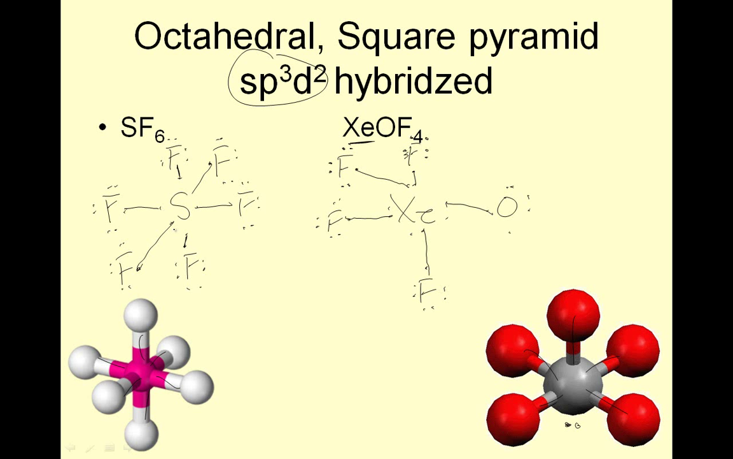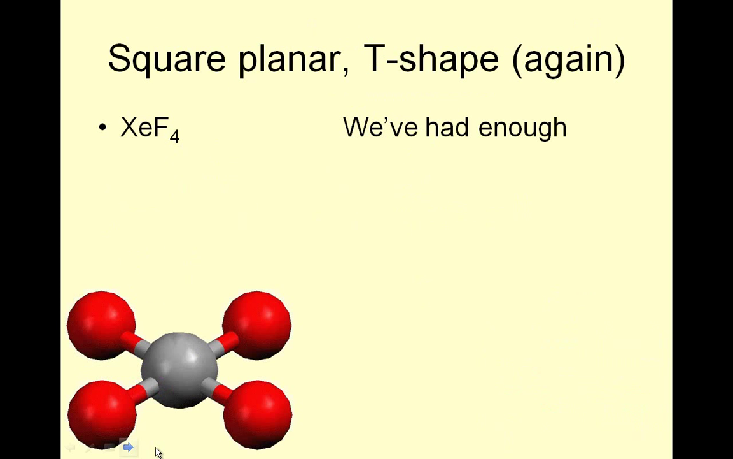Okay. So now I have 3 electrons. Okay. And I'd say, okay, I have 3 single electrons. So I would make a pair out of them. And then I've got another single electron I have to deal with. Oh, look, there's a single electron here. Look, I bet it makes a double bond. And it does. Square planar, T shape. Again, we've had enough, so you can see how those things happen. So you can get XeF4.